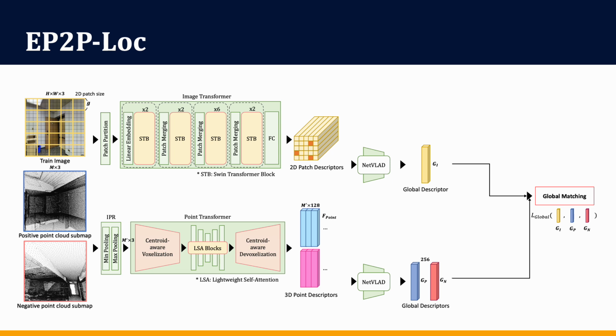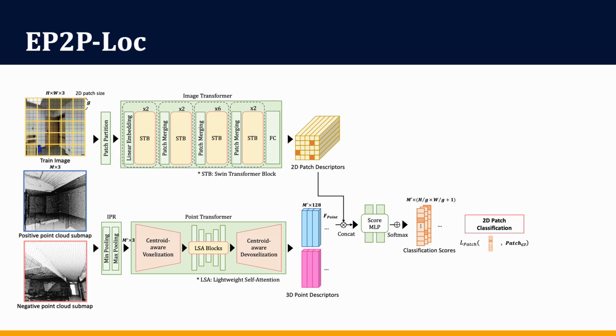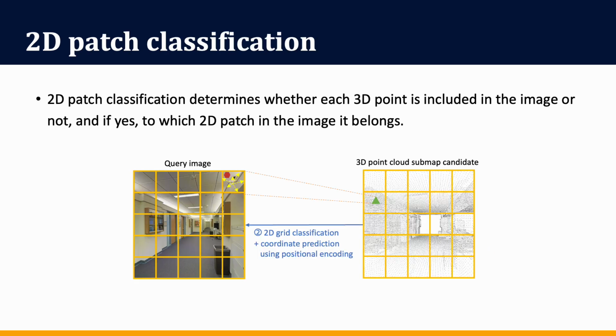We concatenate the 3D point descriptor and the 2D patch descriptor, then perform 2D patch classification using a score MLP. This process classifies which patch the 3D point belongs to if it exists within the image. This approach simplifies the matching problem, addressing it through a straightforward classification network. Additionally, it enables us to further reduce the search space.